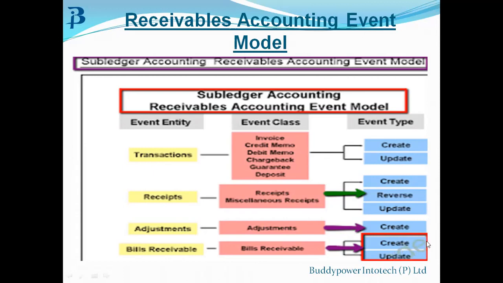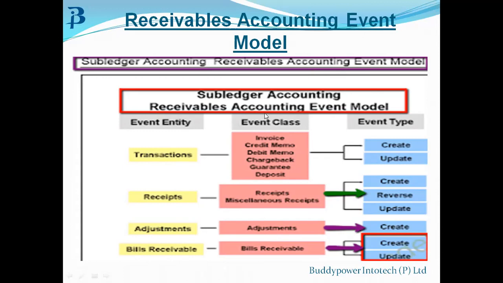Okay, so the overall grouping of these components is called an event model. The event types are grouped into your event classes, that in turn are grouped into your event entities. So this overall grouping of these components is called an event model.